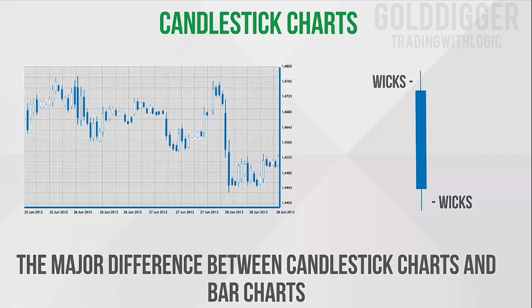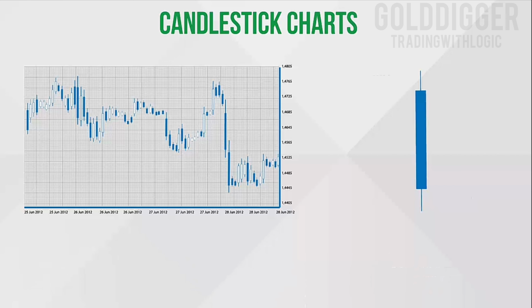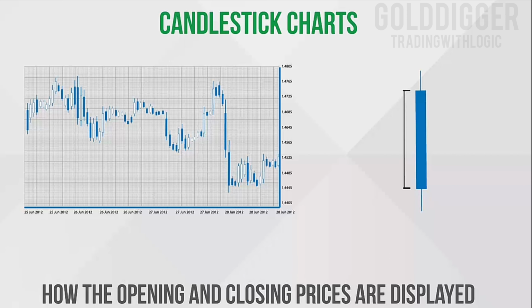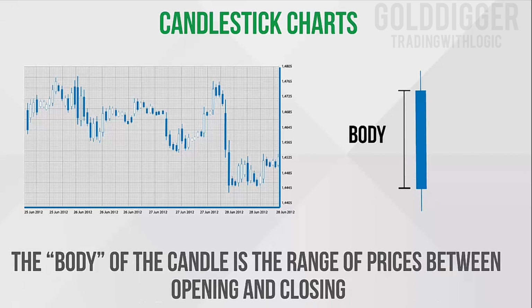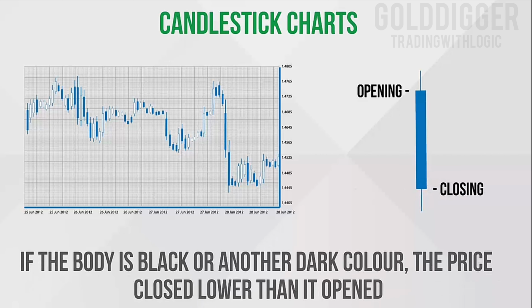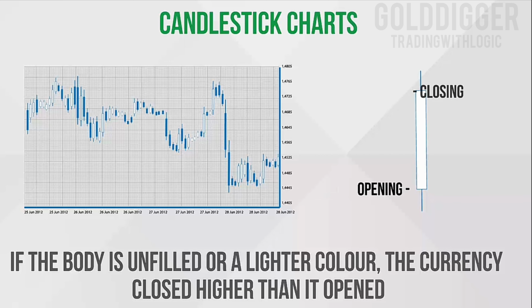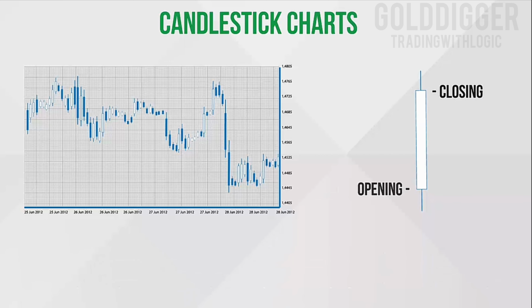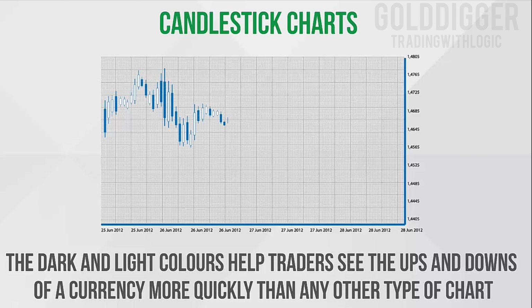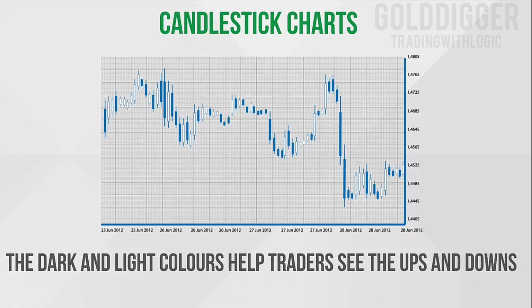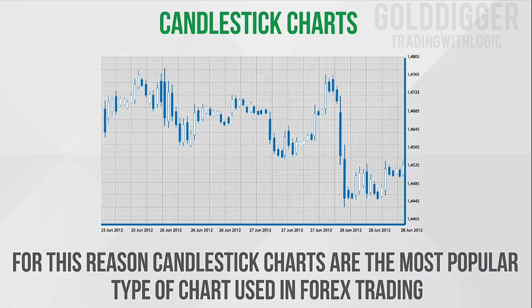The major difference between candlestick charts and bar charts is how the opening and closing prices are displayed. The body of the candle is the range of prices between opening and closing. If the body is black or another dark color, the price closed lower than it opened. If the body is unfilled or a lighter color, the currency closed higher than it opened. The dark and light colors help traders to see the ups and downs of a currency more quickly than any other type of chart. This is the reason that candlestick charts are the most popular type of chart used in Forex trading.